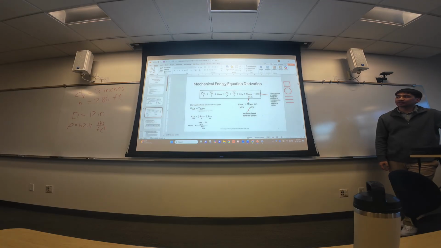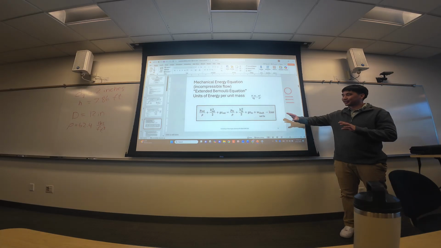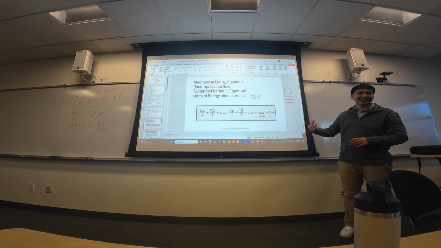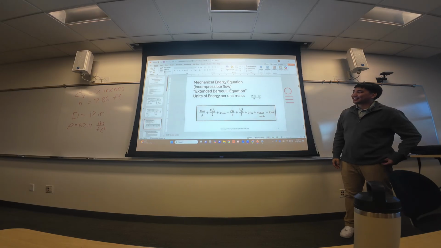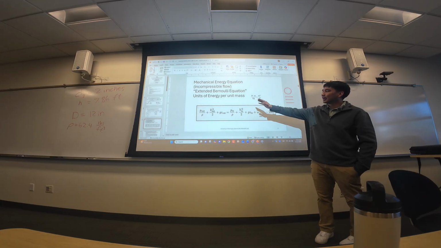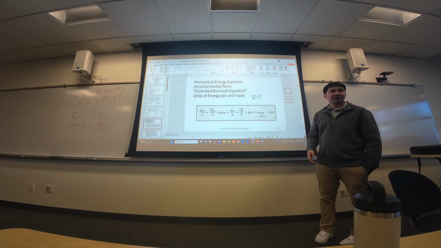Okay, so this is basically what you need for your homework. It's in the slides if you don't want to write it down. They refer to this in the textbook as the extended Bernoulli equation, and the units are energy per unit mass, right? So energy, which is work, from your Physics 1 class.